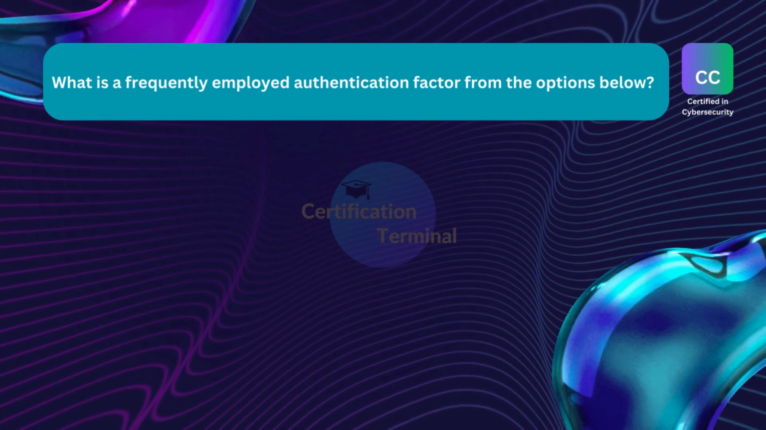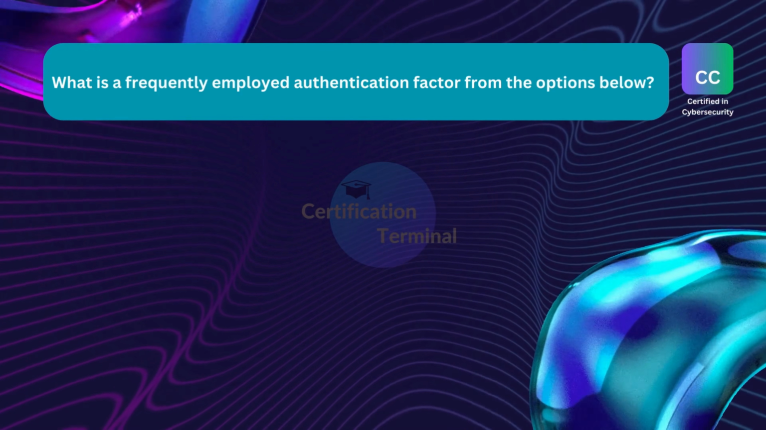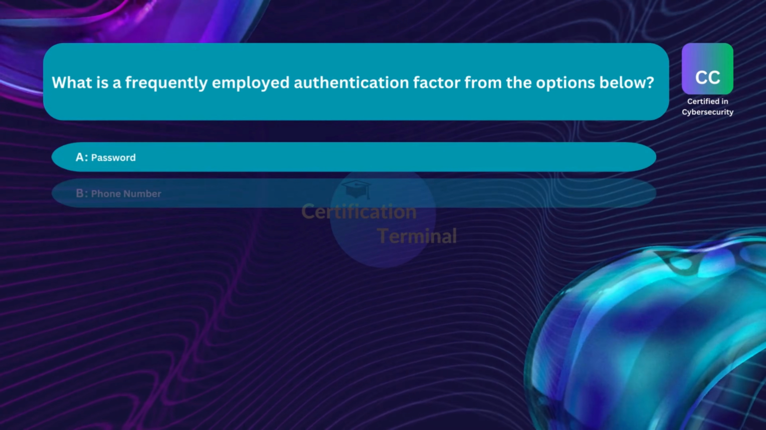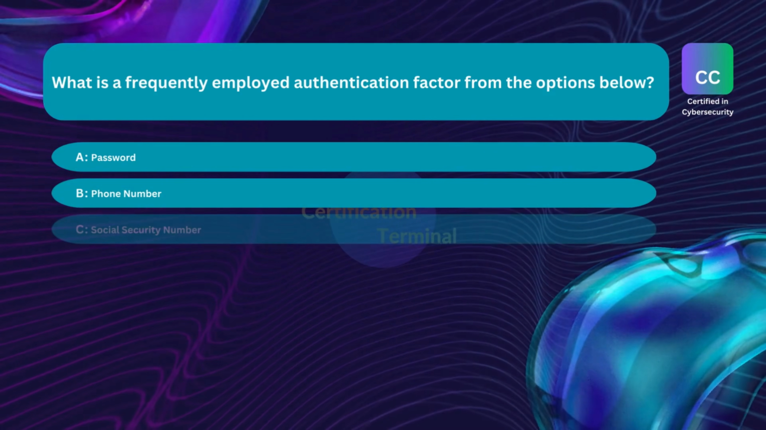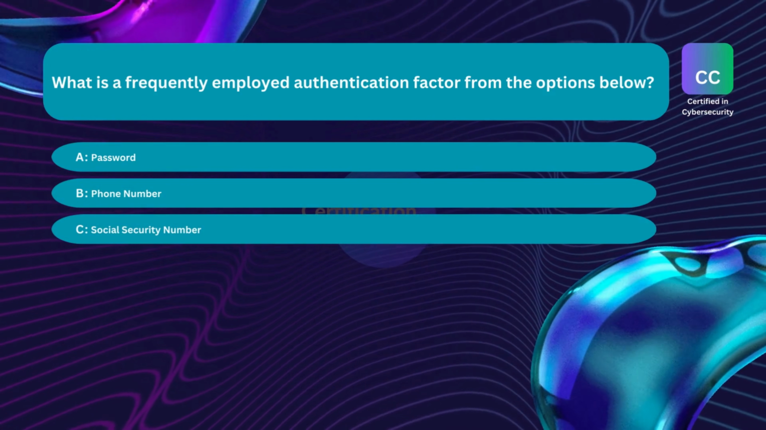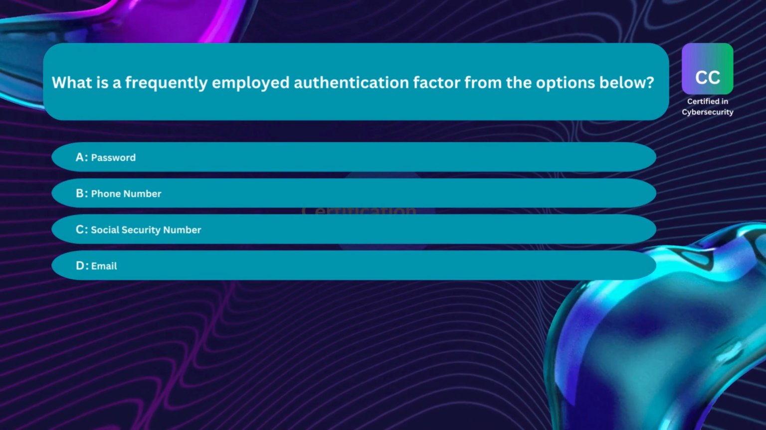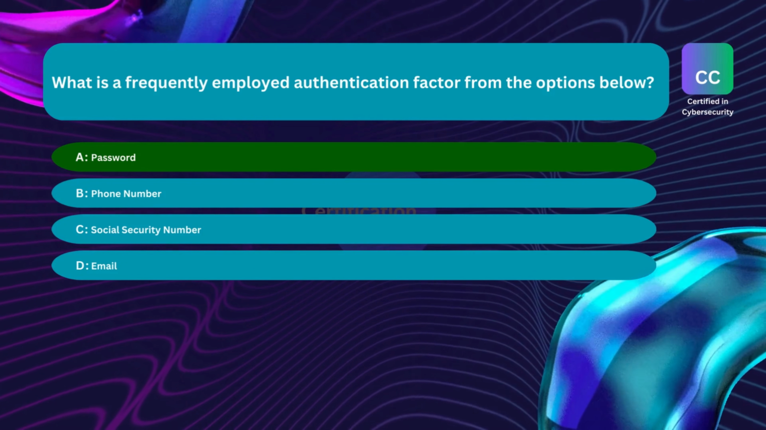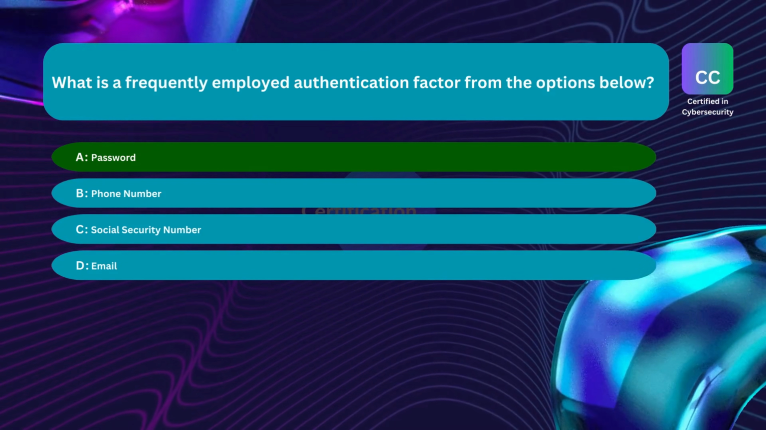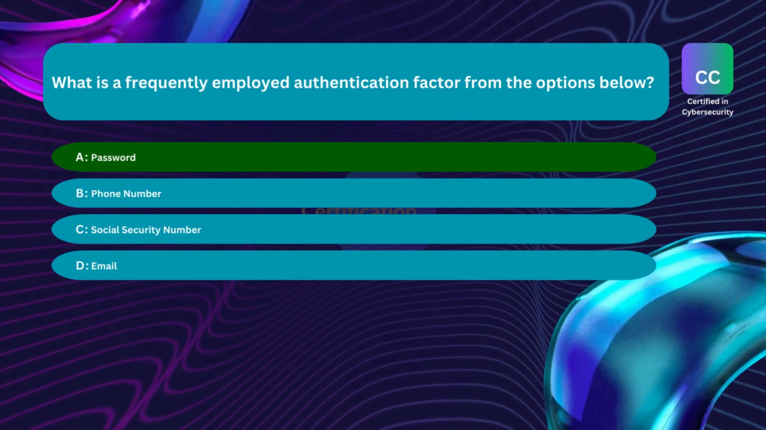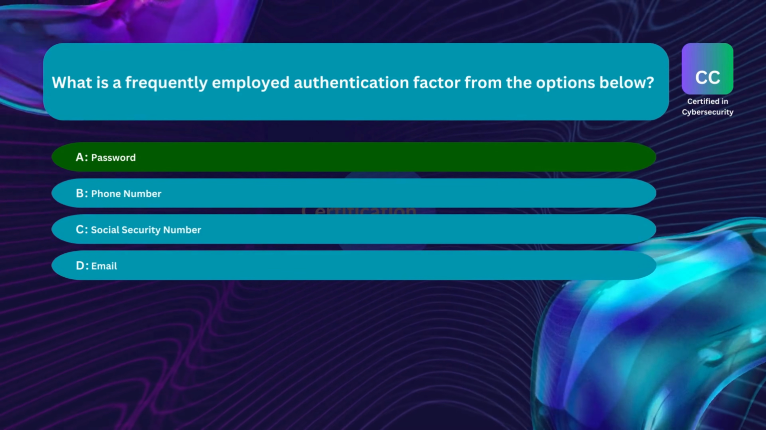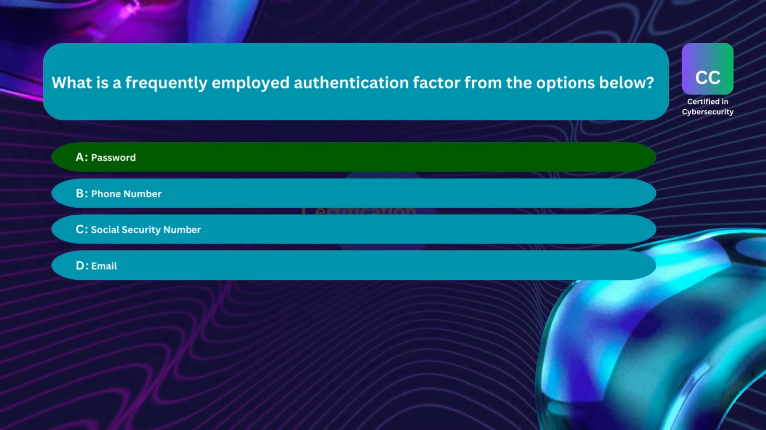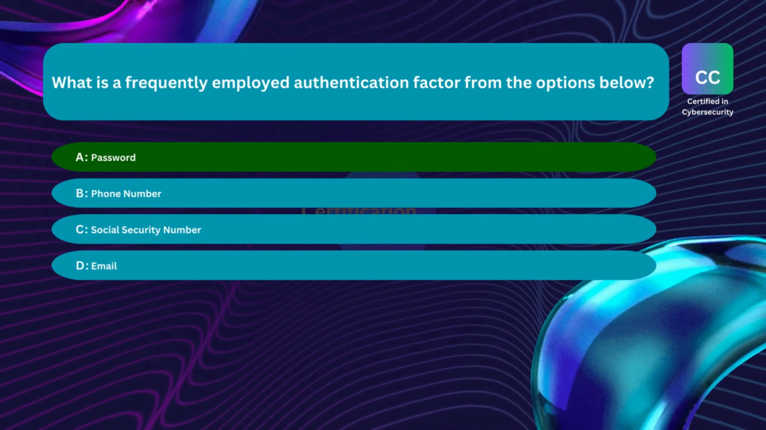Question number 3. What is a frequently employed authentication factor from the options below? Option A, password. Option B, phone number. Option C, social security number. Option D, email. The correct answer is Option A, password. Passwords are the most common form of authentication used to verify a user's identity. Other examples of authentication factors include smart cards, security tokens, and biometric information, for example, fingerprints and facial recognition.